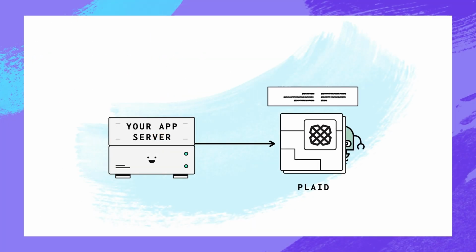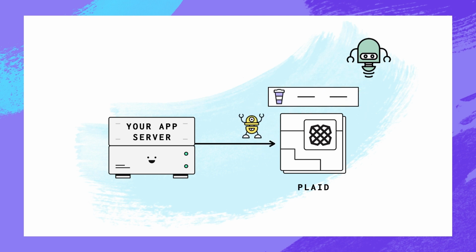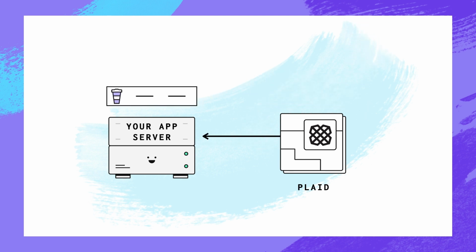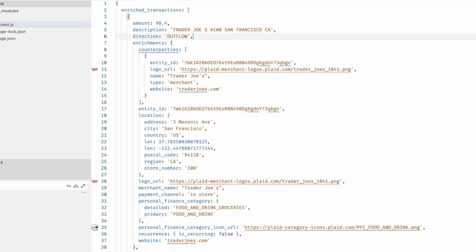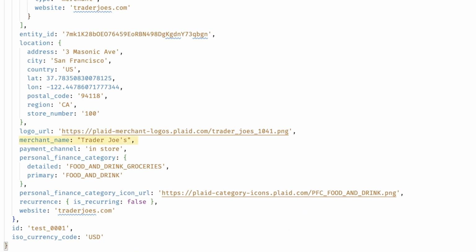Plaid will take your raw data, clean it up, and run it through several rule-based and AI-powered systems to better understand what this transaction represents. We process about 500 million of these a day, so we're getting pretty good at it. You'll get back a list of your original transactions along with all the enrichments that Plaid was able to add. This typically includes a merchant name, logo, website, and a unique ID that you can use to identify this merchant or counterparty across all your different transactions.